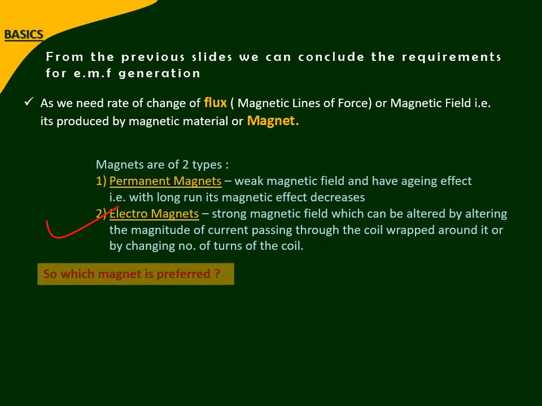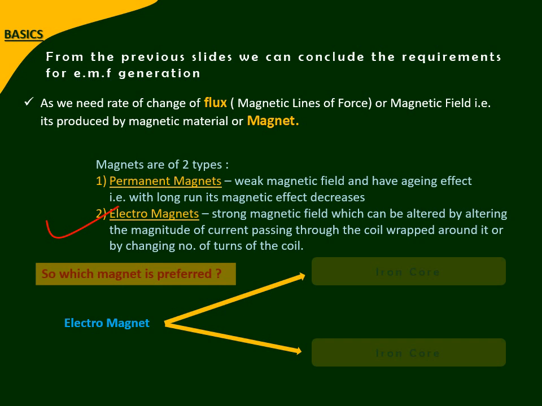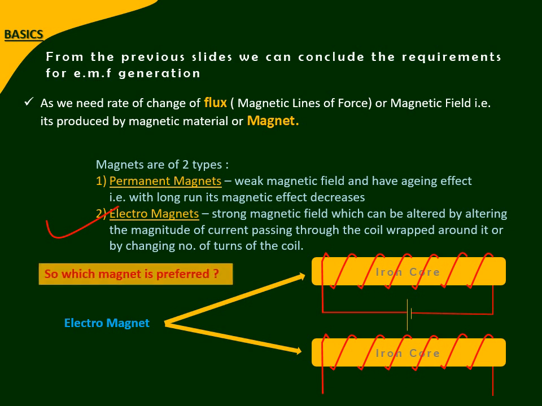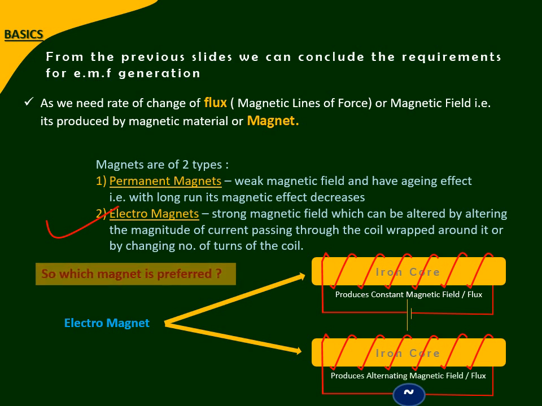Now let us know how we make electromagnets. For making an electromagnet, first we require a ferromagnetic material or an iron core. Over that we have to wind some copper winding or copper wire. If we give a DC supply to this copper winding, then it produces a constant magnetic field. If we give an AC supply, then the flux produced will be alternating in nature. Let us move to the next slide.